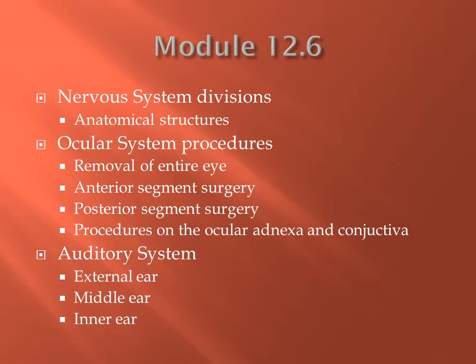It also deals with nervous system divisions. These are done by anatomical structures. Ocular system procedures include the removal of the entire eye, anterior segment surgery, posterior segment surgery, and procedures on the ocular adnexa and conjunctiva. The auditory system includes the external ear, middle ear, and inner ear.